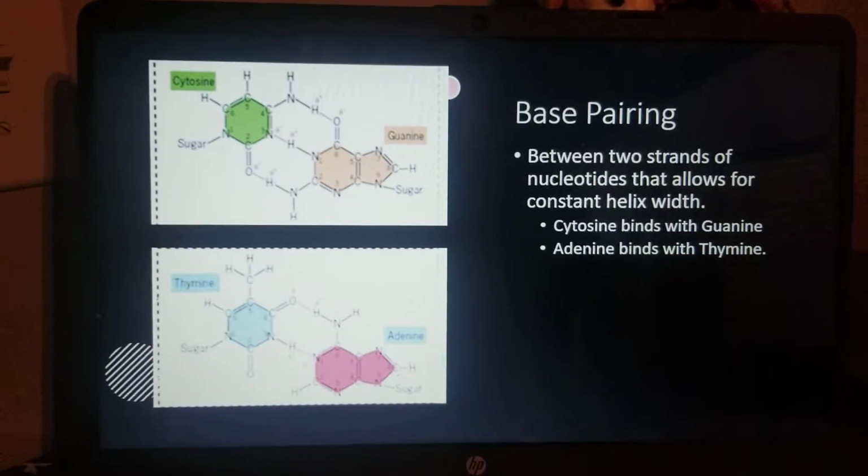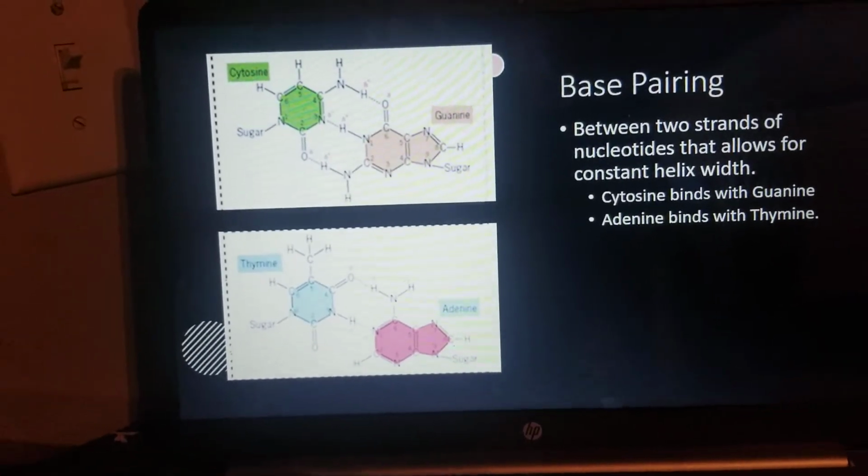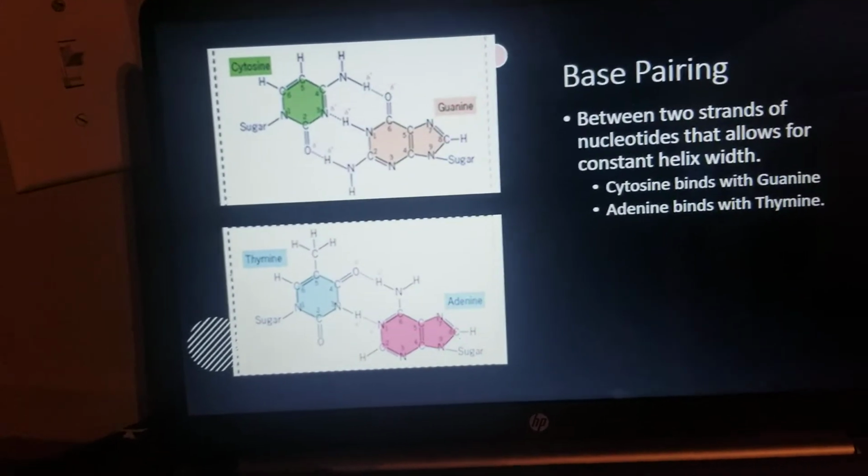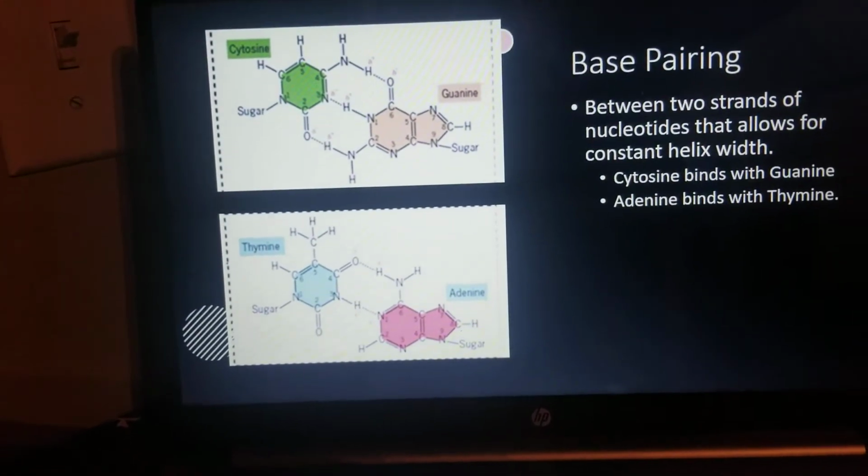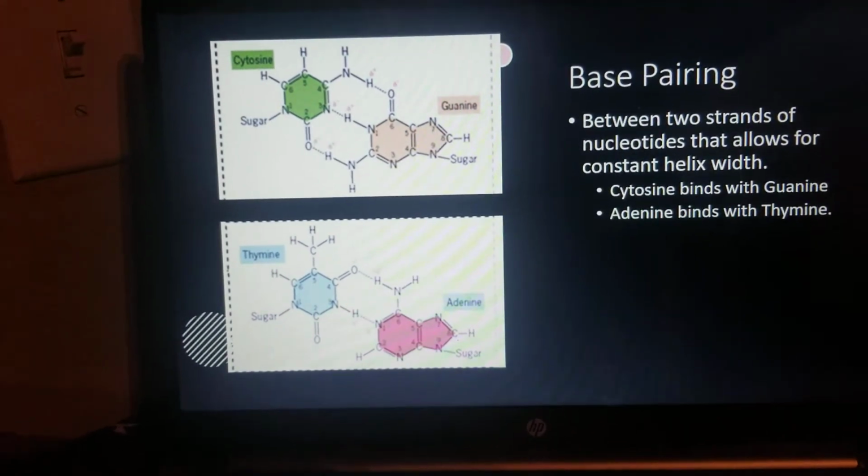I would like to start with some definitions. So base pairing is between two strands of nucleotides that allows for constant helix width. As you can see to your left, cytosine binds with guanine, adenine binds with thymine.